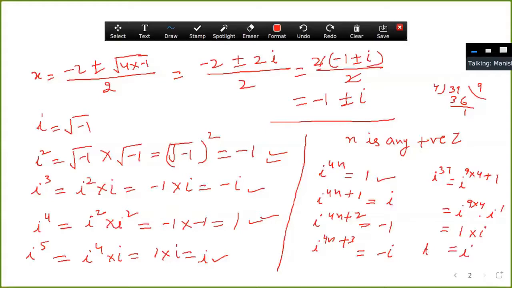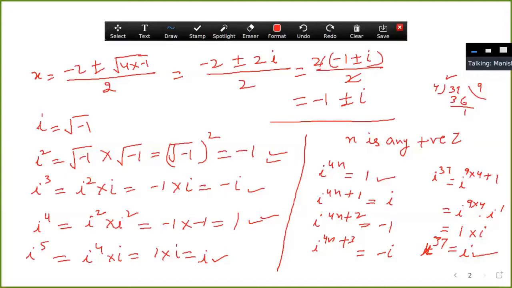So iota to the power 37 will be equal to iota. Now you can solve it like this, as I have given you the idea. First of all, divide the power by 4, get the quotient and the remainder, write down the statement in the quotient formula, and then expand it. You will get the value of the given statement.